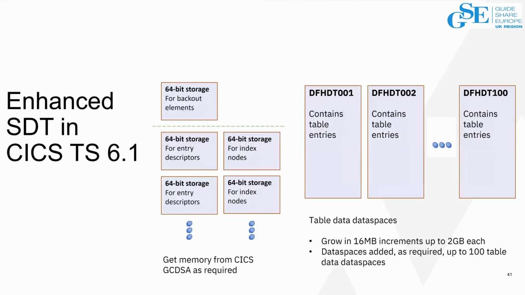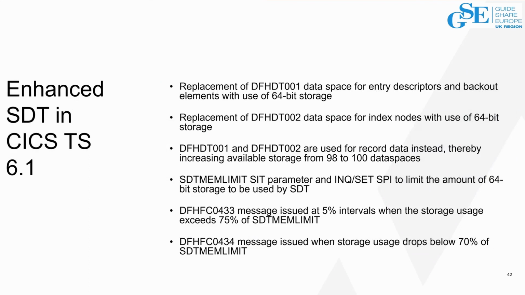So the solution that we've done in 6.1 is to basically hold that metadata in CICS managed 64-bit storage. So we no longer have DT001 and DT002 containing metadata. They're now actually given over to the right-hand side, if you like. So you can now have up to 100 data spaces containing your actual data, and we'll manage the metadata ourselves within our own 64-bit storage. And I think I've said most of what's on that slide.